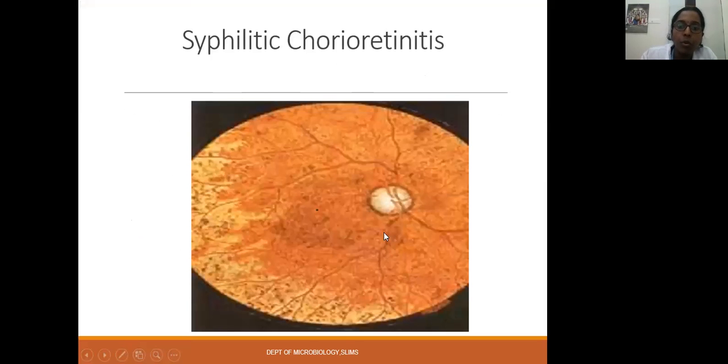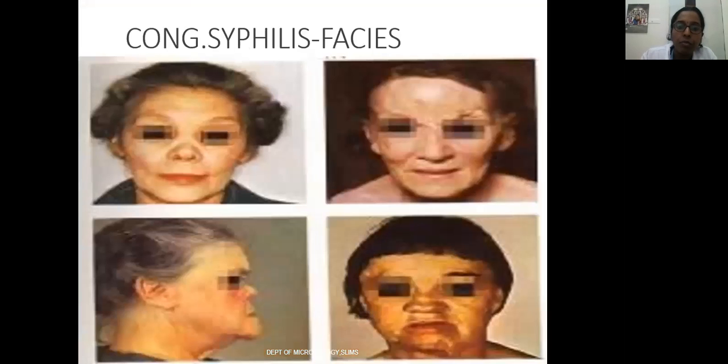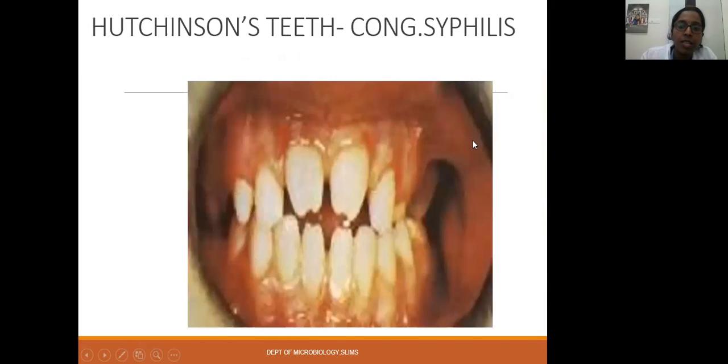So this is syphilitic chorioretinitis. Syphilitic facies, where there is resorption of the bones. So these are the latent tertiary type stages. It's Hutchinson's teeth, where there is a destruction of the eruption of teeth.